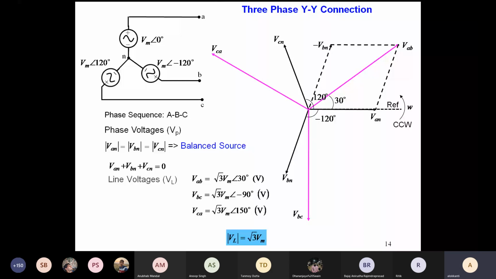Otherwise, I will go to the next, and gradually we will do 3-4 numericals. Sir, have we not determined the line voltages in the case of delta connection? We will come to that. We will come to the delta connection also.